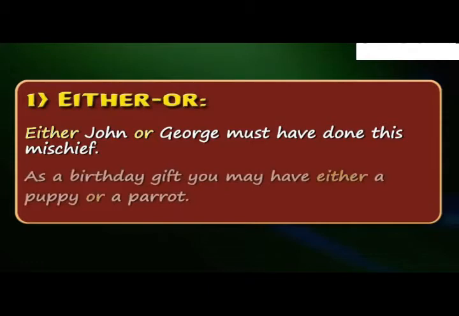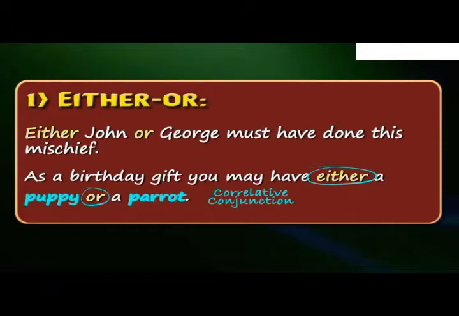B. As a birthday gift, you may either have a puppy or a parrot. Here, either or is used in the sentence as correlative conjunction, as both puppy and parrot have same importance in the sentence. The birthday gift might be either puppy or a parrot. Here, both have equal chances.